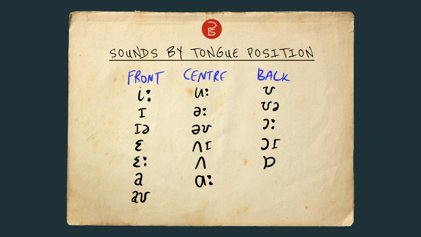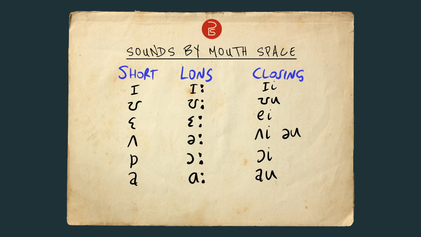Then you've got the mouth space approach, essentially treating the vowels as three groups: short, long, closing. So the short group is I, U, E, O, A. The long group is I, U, E, O, R. And the closing group is I, U, A, I, O, oi, ow. I'll go into this more later when I do POGs on the phonetics section of the course.